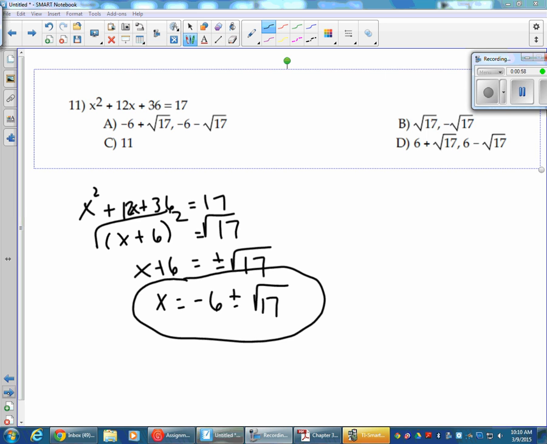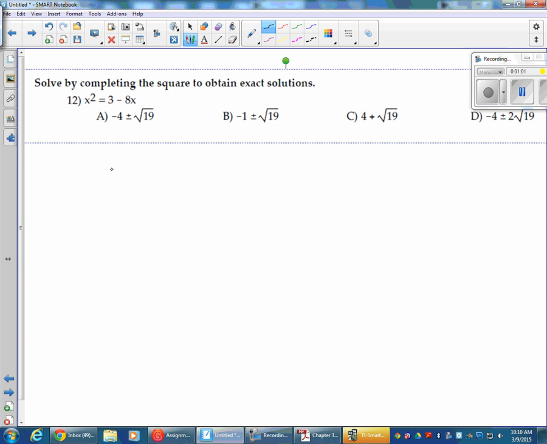All right, moving on to number 12. This time they do tell me to solve by completing the square. Now I've told you guys this, you don't have to do this by completing the square, but if you want to, you can. If you want to do quadratic formula, that's fine. You just set it equal to 0 and then do your a, b, and c. But for completing the square, you want your x squared and your x term.